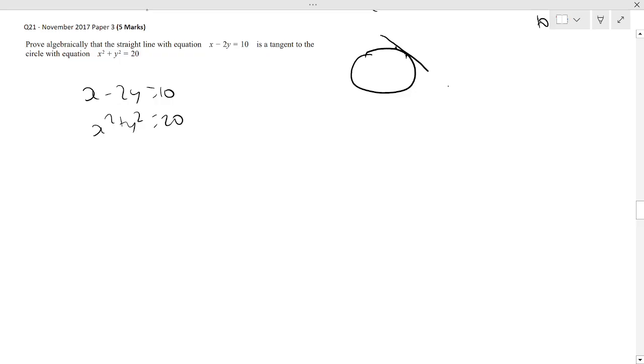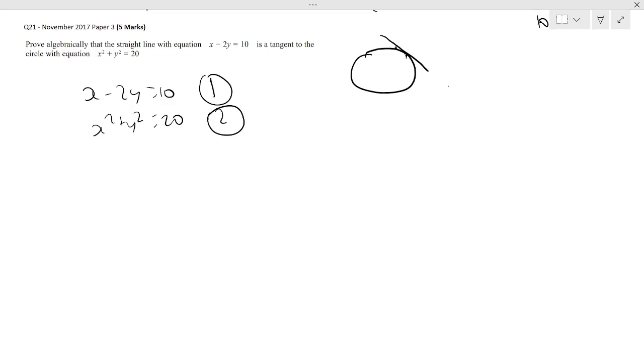So that will always be true. If there's one intersection only, then it's a tangent. So how are we going to do that? Well, we're going to substitute it in and show we only get one point, one solution. These are simultaneous equations, 1 and 2. But now this is a quadratic simultaneous equation because we have a quadratic term involved. So it's a little bit more complicated, but the idea is the same.